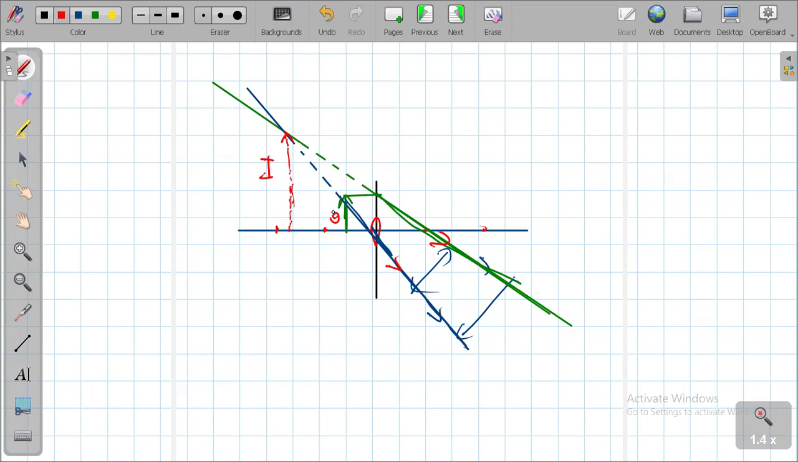Yes. So when you want to get an enlarged, upright, virtual image, where should you keep the object? You have to keep it between F and O. When you keep an object between F and O, behind the lens, you can form an enlarged, upright, virtual image. Understood?